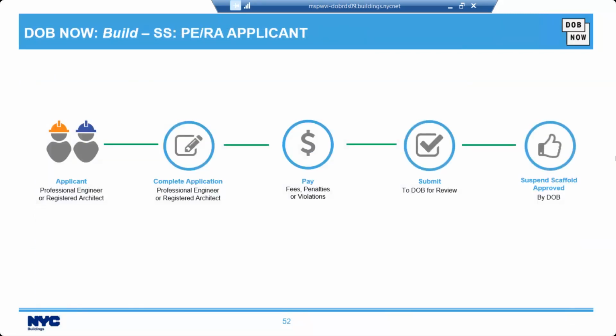So this is the workflow for the PE or the RA applicant. We have our applicant, which could either be a professional engineer or a registered architect. They will complete the application, pay any fees, penalties, or violations. Then they'll submit to the DOB for review. And then the suspended scaffold gets approved by the DOB.